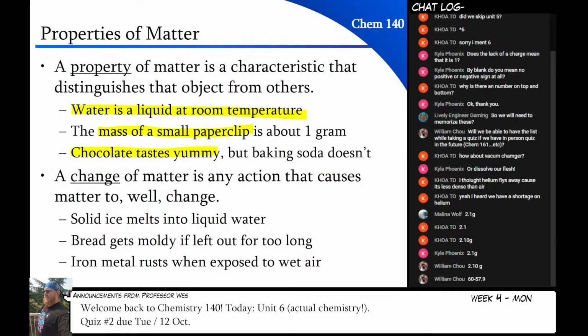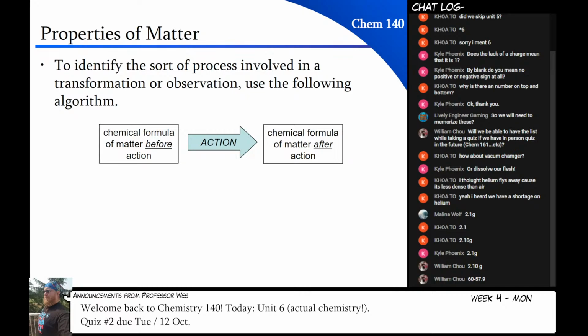So with those two categories in mind, things that are properties and things that are changes, we're going to look at various actions and determine whether what is going on changes the matter or does not. And the algorithm that we're going to use is, for any given action, we're going to look at the chemical formula before we do the reaction, or action, I should say, and then after the action.